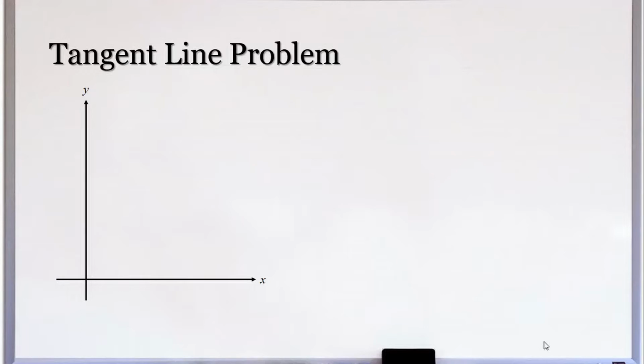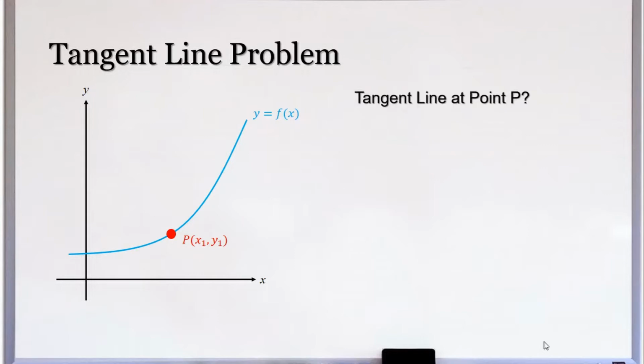Consider we have a graph of function f(x), and we have a point of coordinate (x1, y1). We want to find the tangent line at point P. And the problem of finding tangent line at point P boils down to find the gradient or slope of tangent line at point P. For this problem, we need to understand two important concepts.